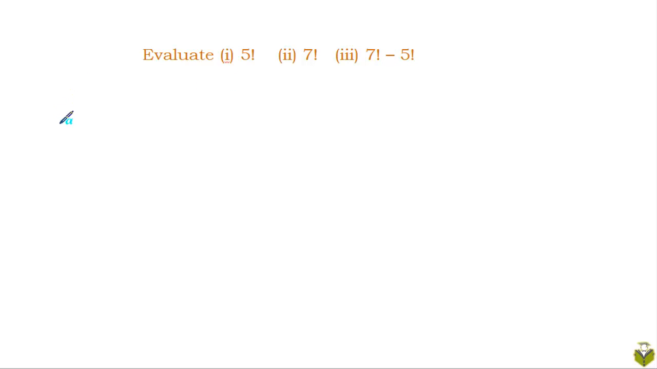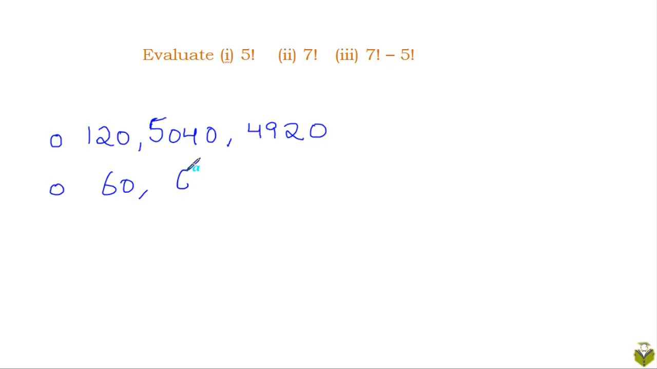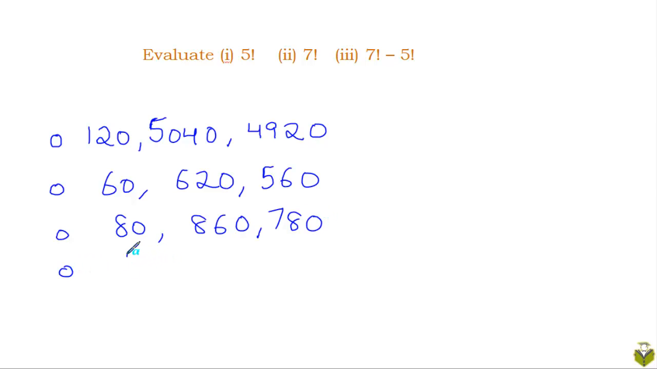And I will give you the options. The first option is 120, 5040, and 4920. Each option is like the first option is for the first part, the second option is for the second part, and the third option is for the third part. So you have 60, 620, 560, 80, 860, 780, and 100, 220, 120. Just apply the definitions of the factorial notation and you should be able to solve it.